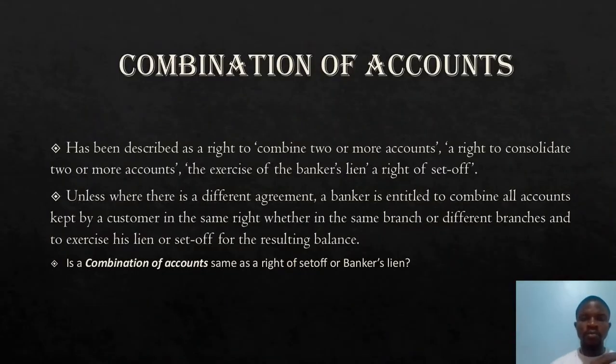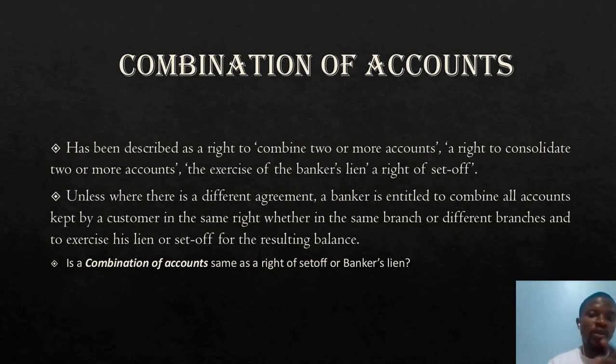The first concept we'll be looking at today is combination of accounts. Now, a number of scholars have described it as a right that a banker has to combine two or more accounts, a right to consolidate two or more accounts, the exercise of a banker's lien, a right of set-off. So these are explanations of what combination of accounts is. Now, what is combination of account?